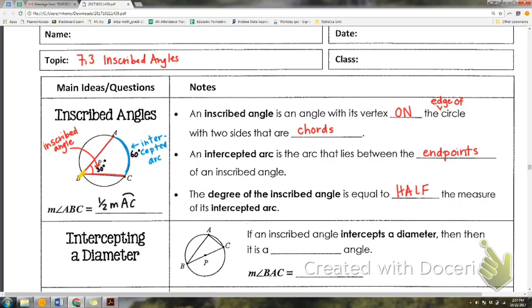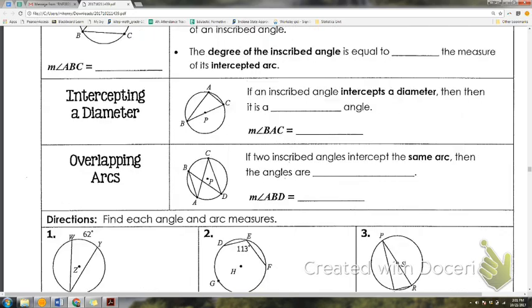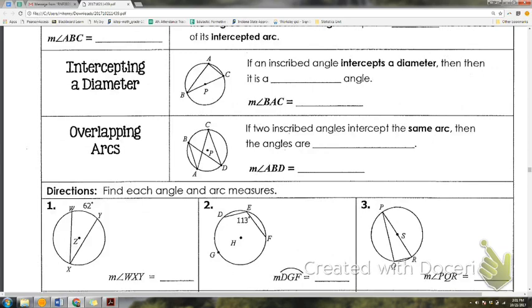We also have something that says if an inscribed angle intercepts a diameter, then it is what kind of angle? Let's talk about what that means. This is my inscribed angle here, angle A, because its vertex is on the circle. Think about what it opens up to. It opens up to this big arc right here, and that arc just happens to be half of the circle.